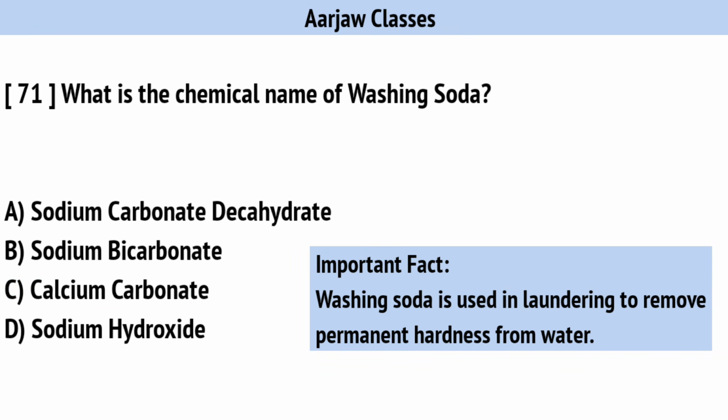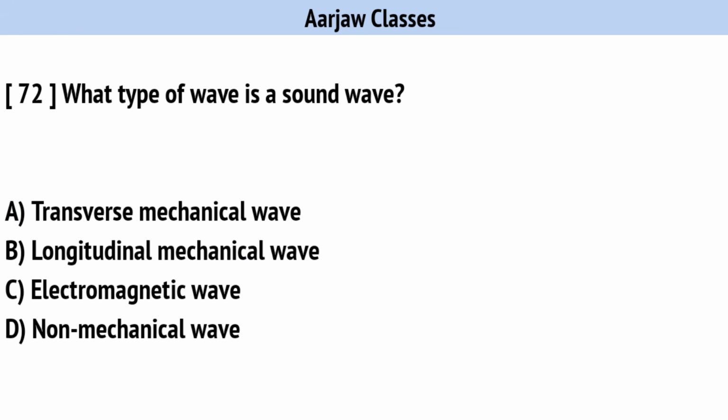What is the chemical name of washing soda? Right option is A, sodium carbonate decahydrate. What type of wave is a sound wave? Correct option is B, longitudinal mechanical wave.